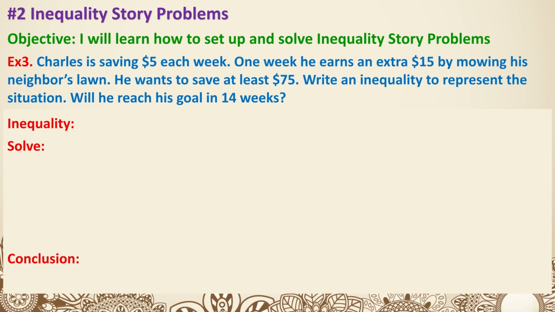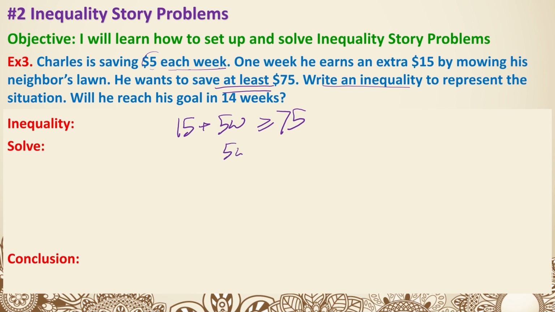Now let's have a look at example 3. Charles is saving $5 each week. One week he earns an extra $15 by mowing his neighbor's lawn. He wants to save at least $75. Write an inequality to present the situation. Before you even answer the last question, we're going to need to write an inequality to present. So 5 is by the week, 15 is just a one-time thing, so it's 15 plus 5w at least means greater than or equal to 75. Like the least amount you want is 75, so it has to be greater than or equal to.